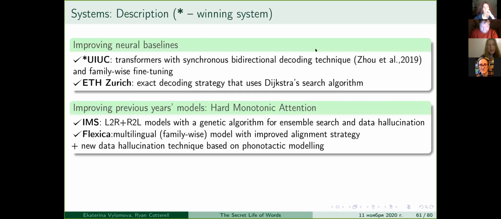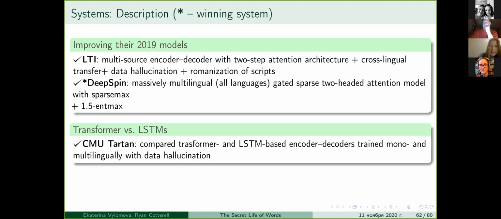Some of the models that were submitted just improved our existing neural baselines, for instance, the decoding technique, and some fine-tuning over the family. And ETH Zurich also improved the decoding strategy. Some systems presented some improvement over the Wu et al. monotonic attention model that I described earlier. For instance, Flexica used a multilingual model with an improved alignment strategy and some data hallucination based on phonotactic modeling. Some other teams improved their own models from previous years.